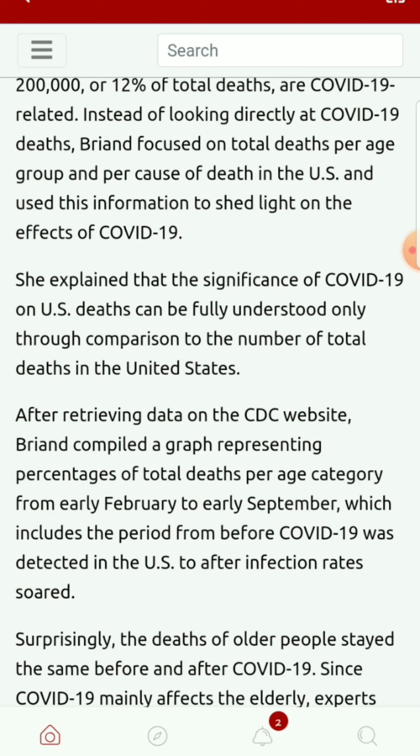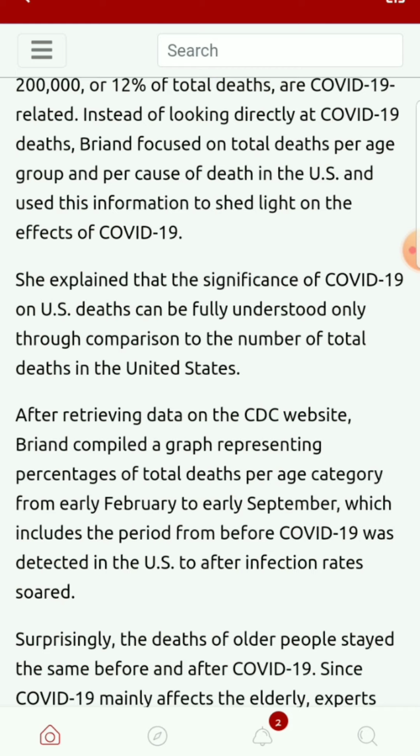After retrieving data on the CDC website, Bryant compiled a graph representing percentages of total deaths per age category from early February to early September, which includes the period from before COVID-19 was detected in the U.S. to after its infection rates soared.